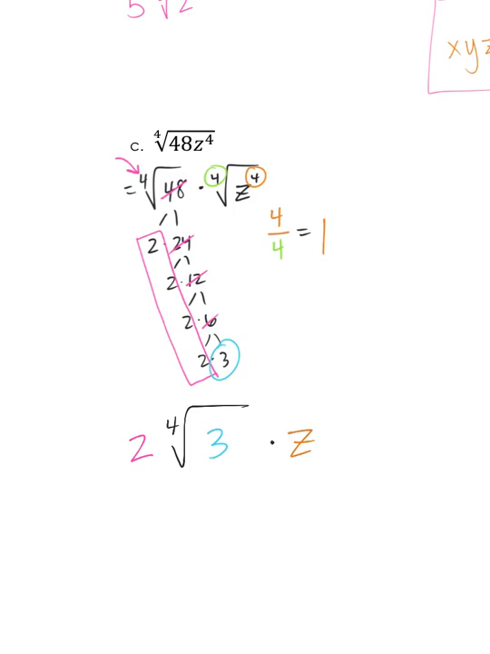Now when we multiply radicals, we multiply the outside times the outside and the inside times the inside. So I'm going to multiply 2 times z, which is going to give me 2z. And then there's not a radical on the second one, so it's just going to be the 4th root of 3. So this would be my total answer.